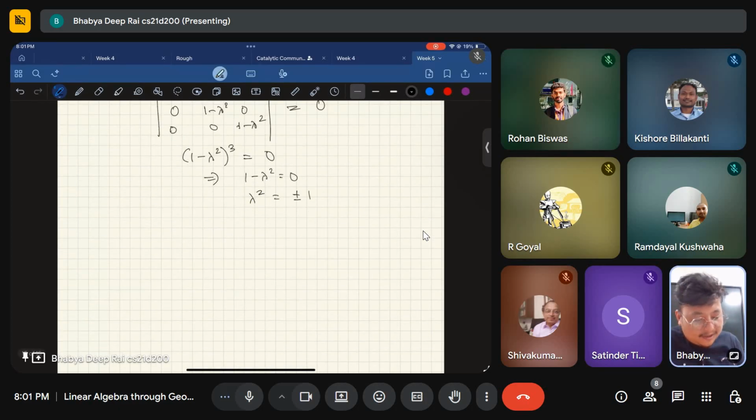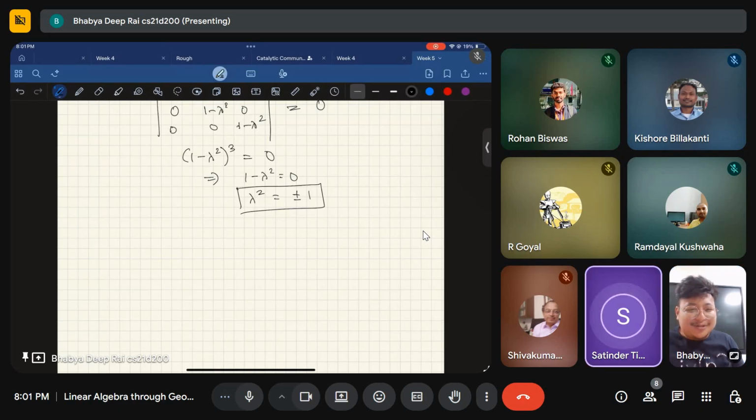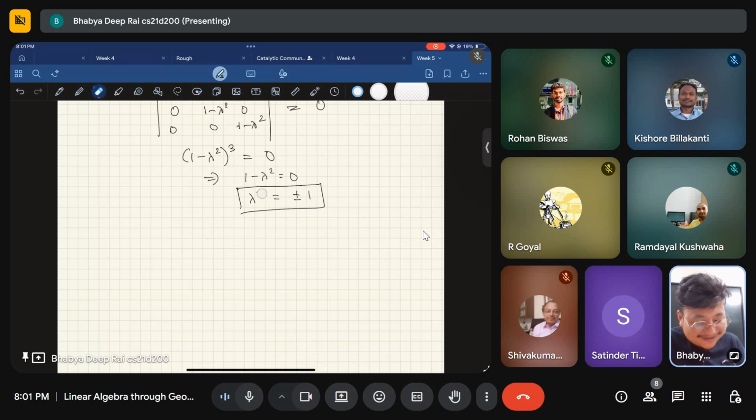So yeah. Okay. So you get lambda squared equals 1. No, lambda equals plus minus 1. Sorry, thanks Satinder. So lambda equals plus minus 1. So now you need to calculate the eigenvectors.